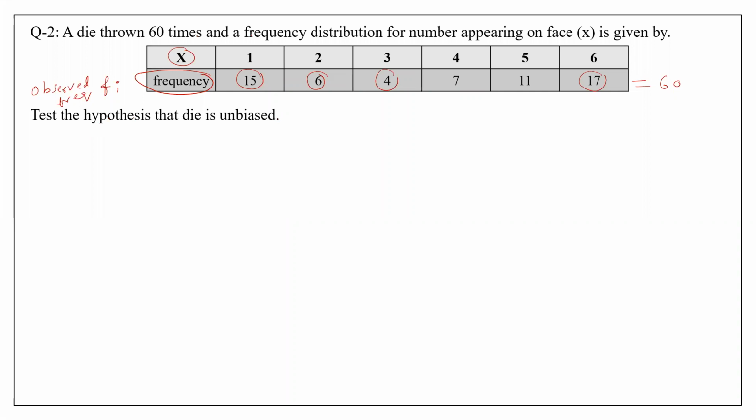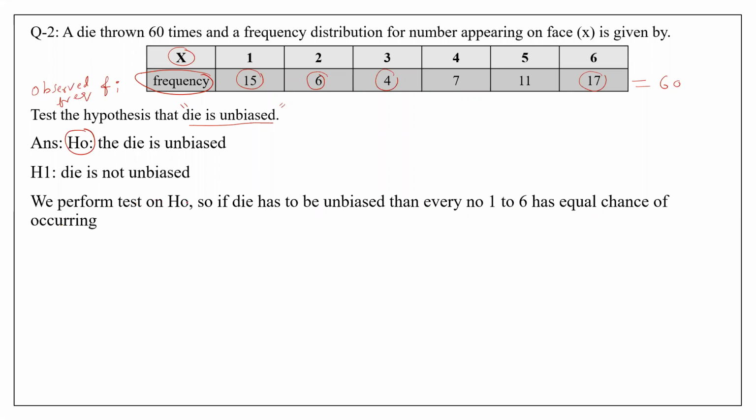So now, based on this experiment and the frequencies we have got, you want to check whether the dice you might have used is fair or unfair, so unbiased or biased. Because we are testing the hypothesis that the die is unbiased, this itself becomes your null hypothesis. The null hypothesis is that the die is unbiased, and the alternative hypothesis is that the die is not unbiased. You know that we always run the hypothesis test on H naught. So we'll perform the test on H naught.